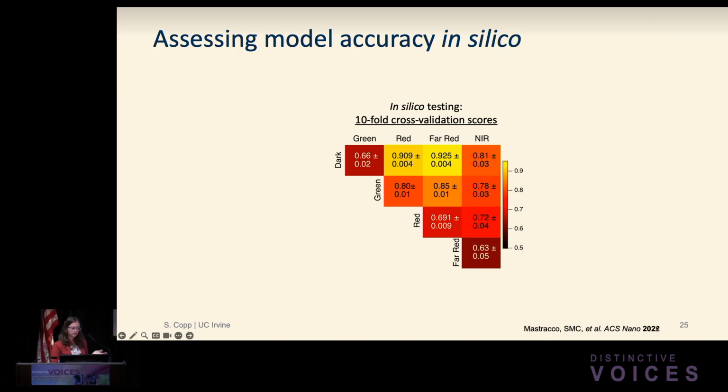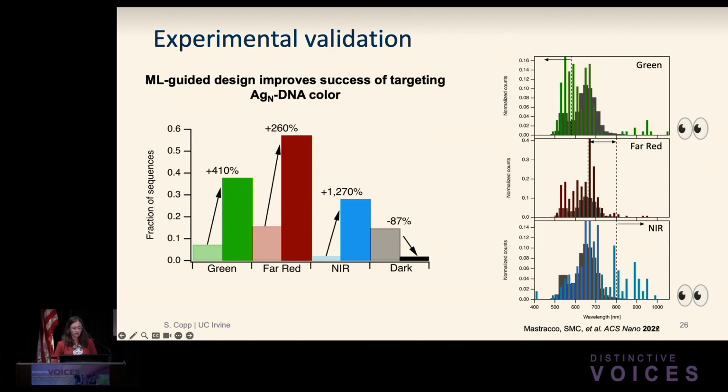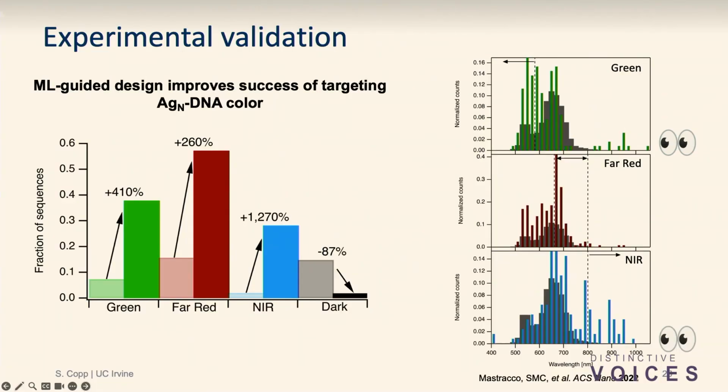So you can see the accuracies here in this heat map. They range from 93%, which is very good, down to 63%, which is not great, but that is the case where we had the most data imbalance because we had very few near-infrared examples, and it's still better than random. So now we use the consensus of all of these models to design new DNA sequences for that near-infrared window. And the results were really remarkable.